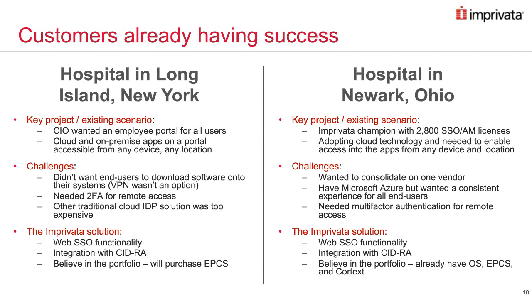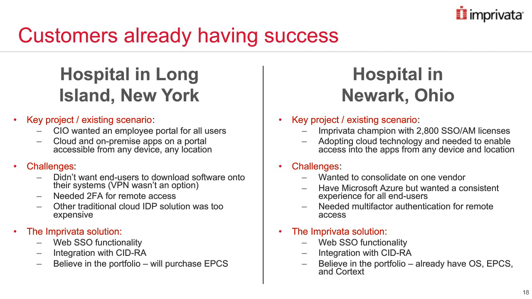I won't go into too much detail, and I've anonymized some of the information here for privacy's sake for the customers. But we had a customer in Long Island whose CIO wanted to create an employee portal for all of their users. That portal needed to support cloud and on-premises apps, and they wanted that accessible from any device and from any location. The challenge was that they didn't want end users to download software into their systems. So if you're leveraging a VPN for tunneling, right, access remotely, they didn't want to have users download a separate VPN application. They needed 2FA for remote access, so two-factor authentication.